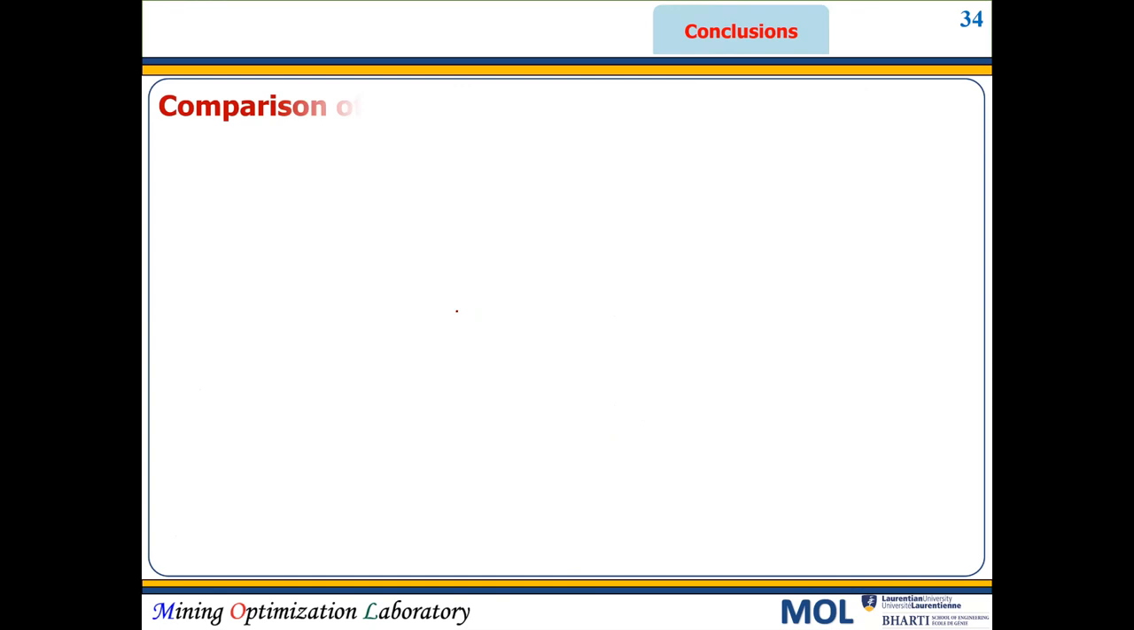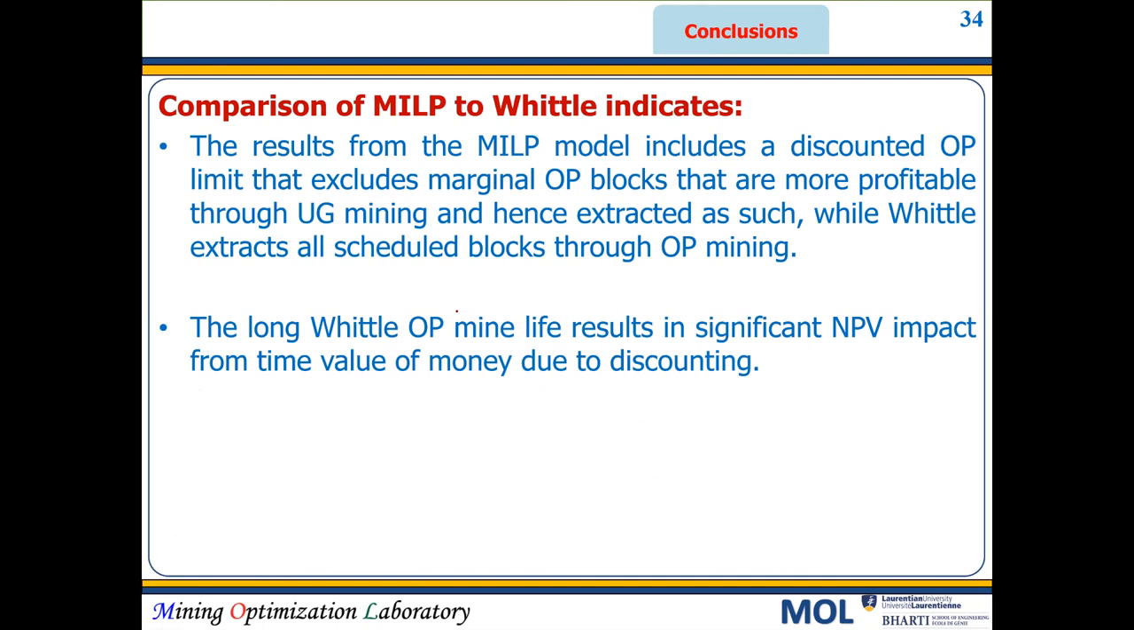So to summarize the comparison, the result from the MILP includes a discounted open pit limit that excludes marginal open pit blocks that are more profitable through underground mining. So once the MILP sees that some blocks are more profitable through underground mining, it decided to switch to underground mining and extract them with that. It also ended the mine life earlier. It had a shorter mine life, whereas Whittle had a much longer one, and that's why the NPV was very different.